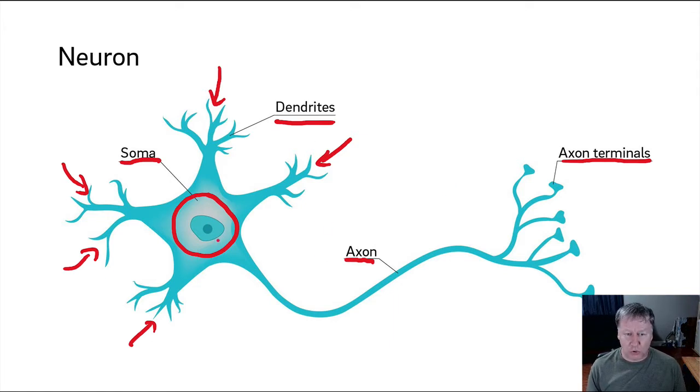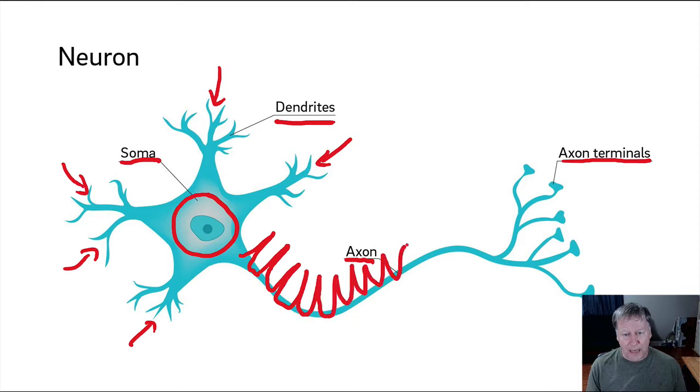So the soma will trigger an action potential, and that action potential will happen right here. And then it will cause another action potential to happen right here, and another one, and another one, and another one, all the way down the axon until we get to the axon terminals, at which point a message will be sent from this neuron to the next cell. That might be another neuron, it might be something else.